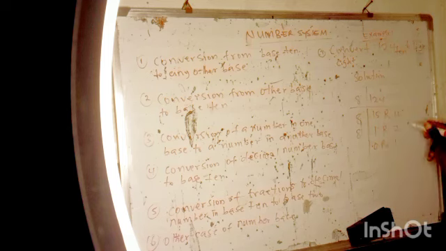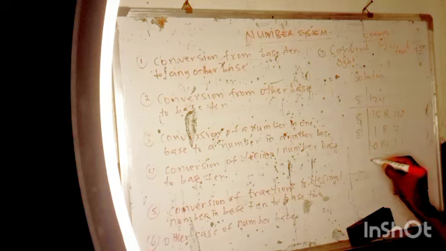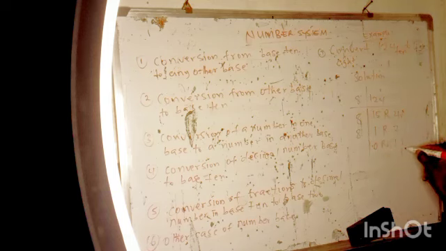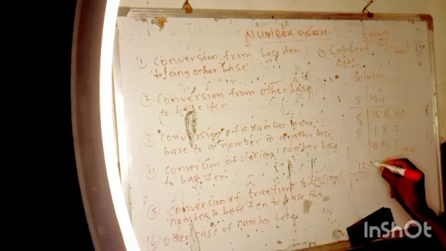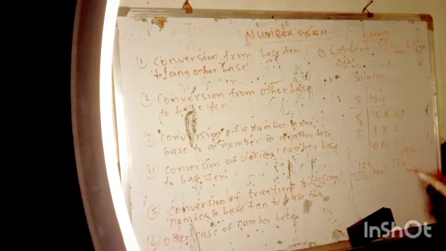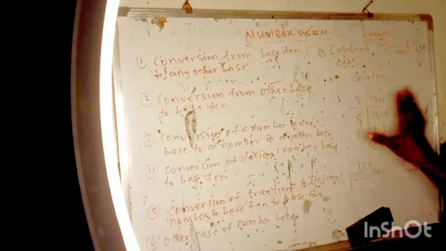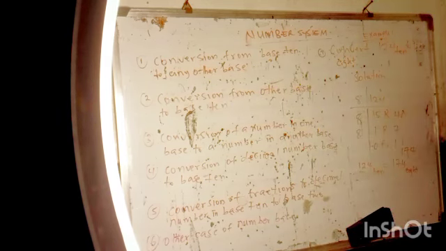So in this process, you now count from down to up. So this value becomes 174. Therefore, 124 in base 10 is equal to 174 in base 8. It's as simple as that. So that is example number 1, when you are converting from base 10 to any other base.